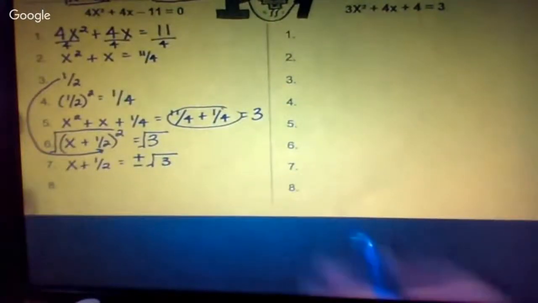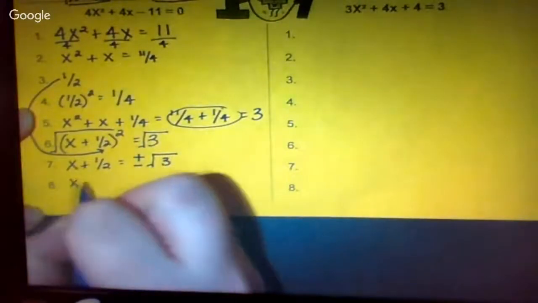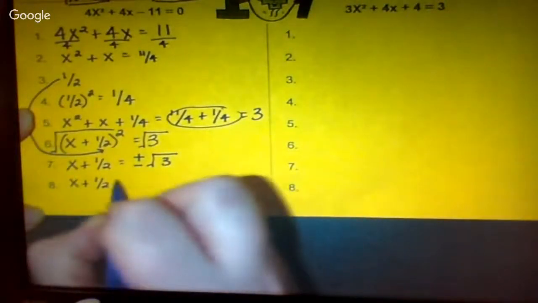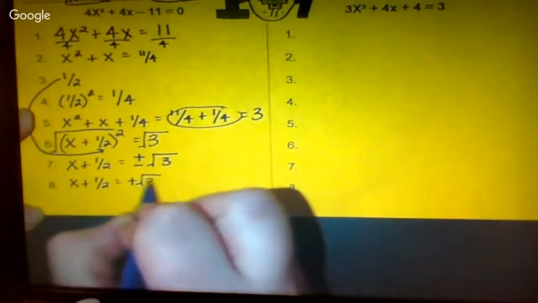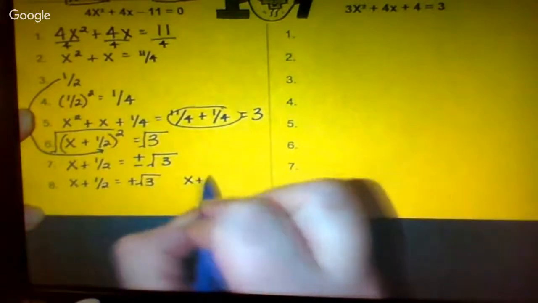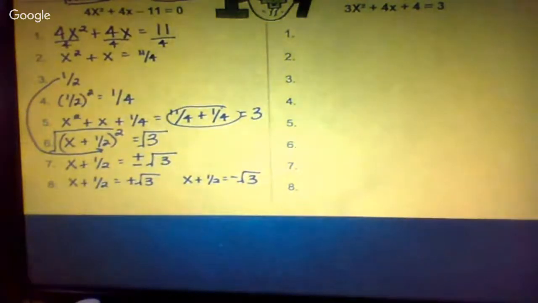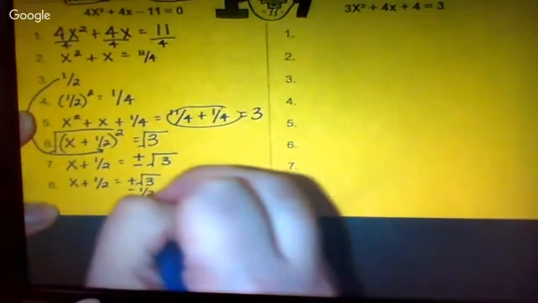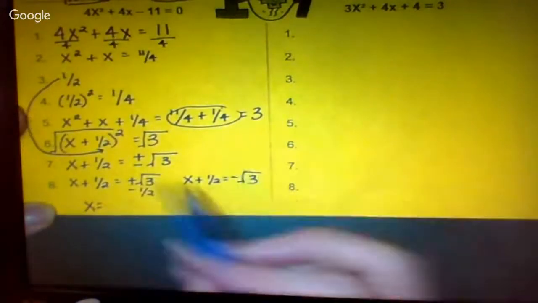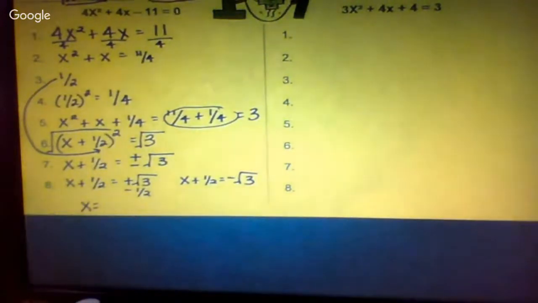So I've got 2 equations to solve for at the end again. X plus 1/2 equals positive square root of 3, and x plus 1/2 equals negative square root of 3. So you're going to have to use your calculators for this one. Okay. When I move my 1/2 to the other side, it becomes what? Negative. So to get your first answer, you're going to take square root of 3 minus 1/2.